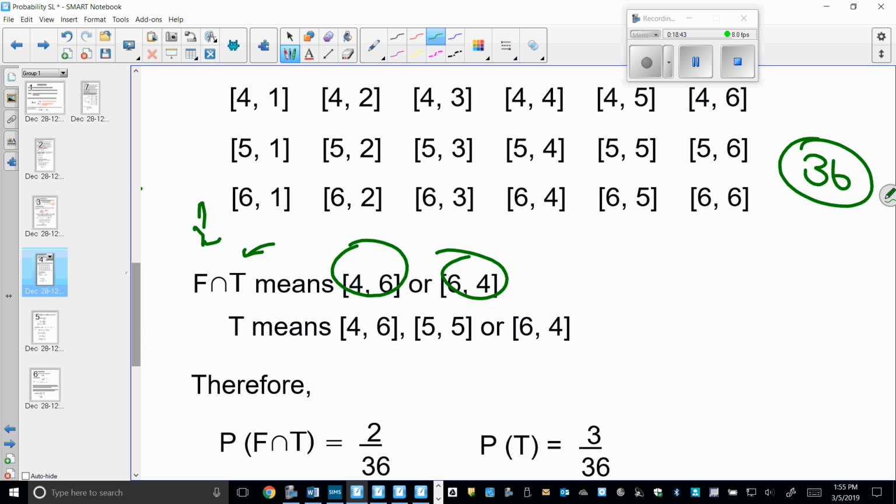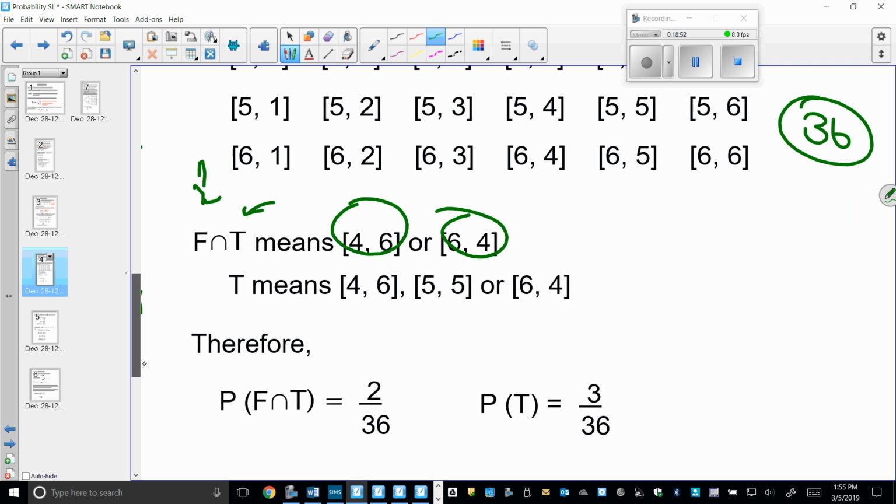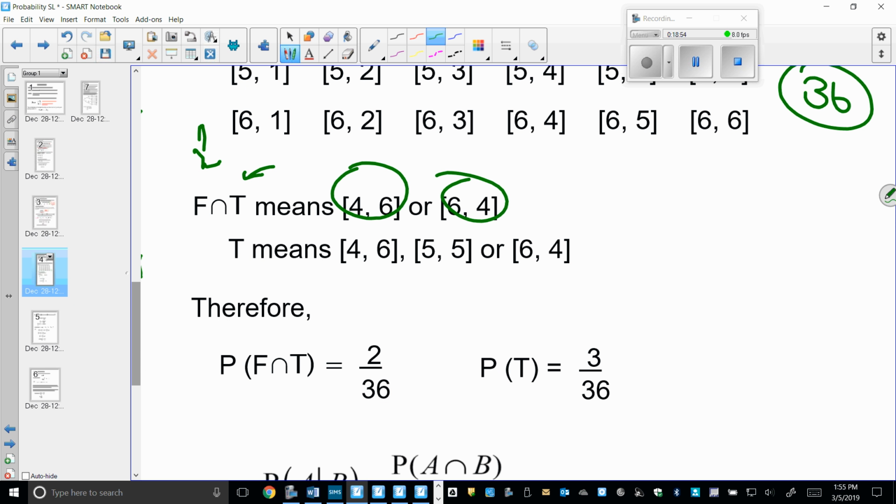The probability that it adds up to 10 is only these 3 situations. So that means that the probability of the intersection is 2 over 36. The probability of the T is 3 over 36.